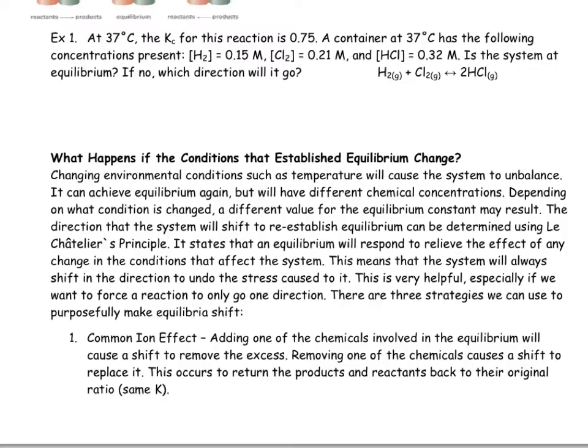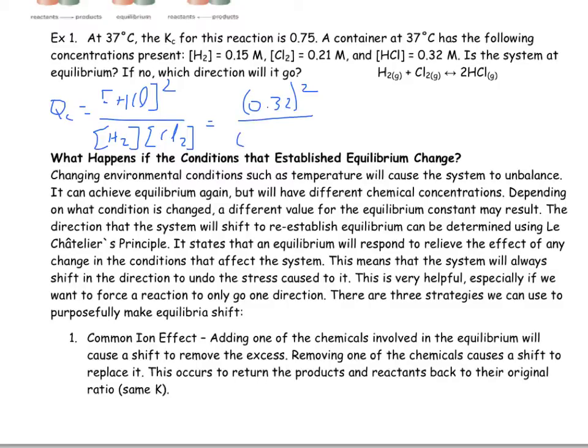Because I know that these concentrations may not be at equilibrium, I calculate a QC. I'm going to take the concentrations of the products raised to their coefficients divided by the concentrations of the reactants raised to their coefficients. My Q equals 3.25.